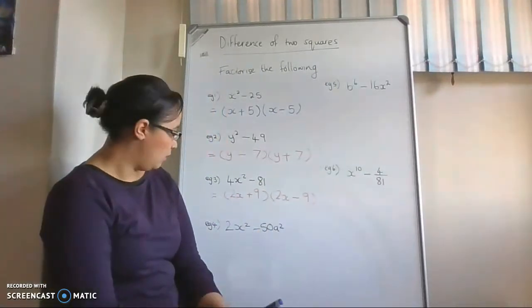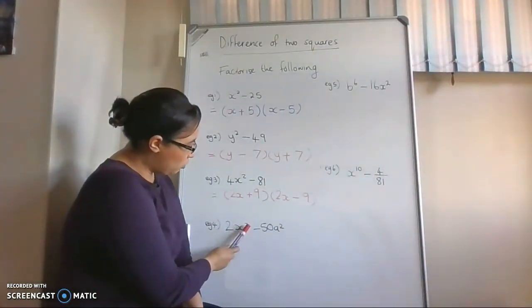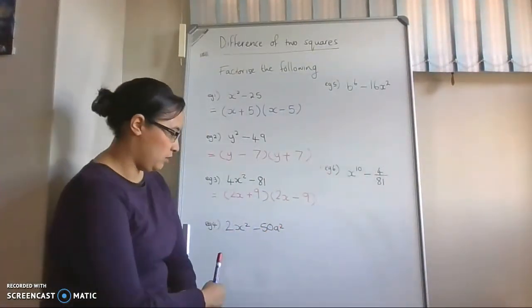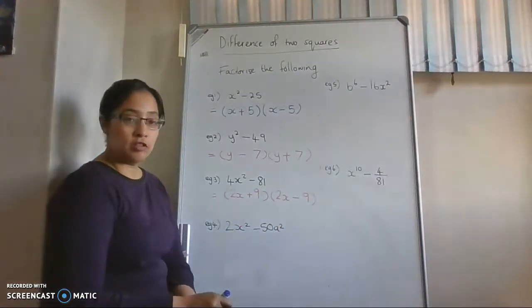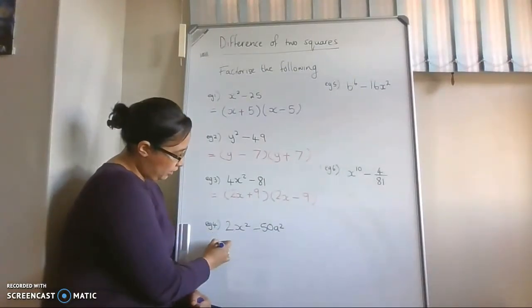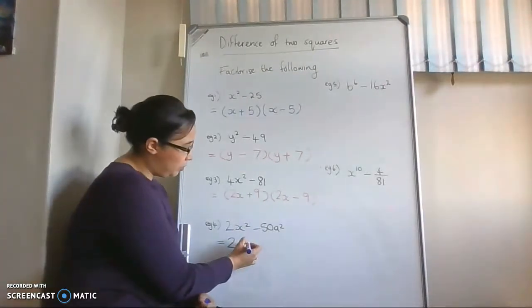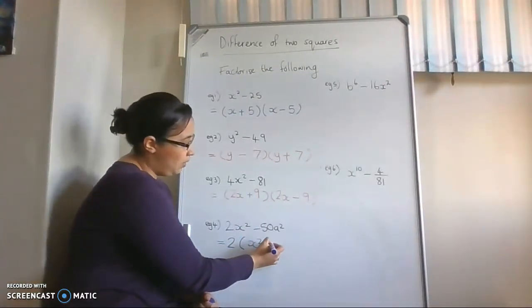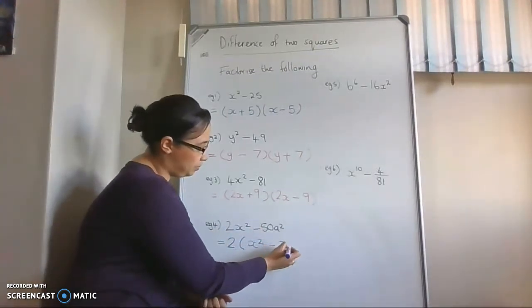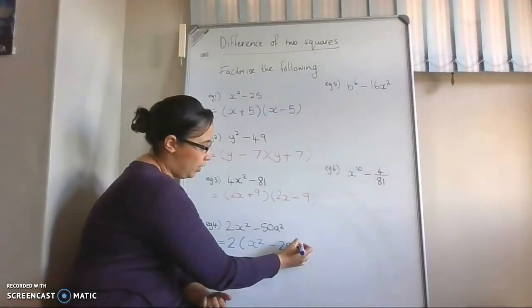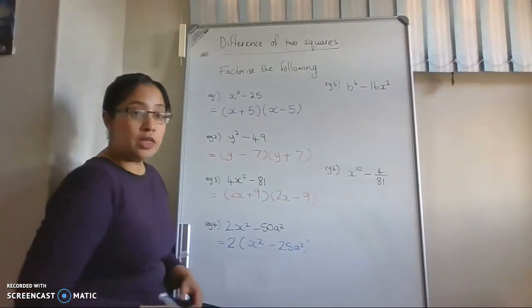Right, let's look at this example. In this example here, I've got 2x squared minus 50a squared. The 2 and the 50 have a common factor of 2. So let's first take out the common factor. What I'll be left with is x squared minus, what's 50 divided by 2? It's 25a squared. But this here is now a difference between two squares.